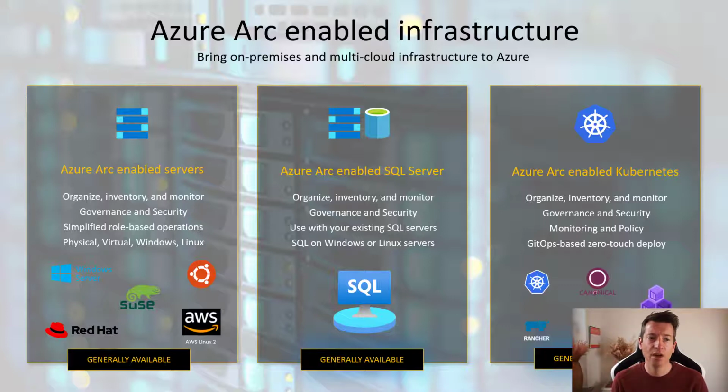So for that, you can organize, but also do inventory, do monitoring, and have a complete governance, but also security plan that is simplified across your on-premises data center or even multi-cloud environments. We support of course the Windows OSs, but also the Red Hat, SUSE, Ubuntu, and even the AWS Linux versions within the other multi-cloud vendors, right? The other flavor, so first of all, you have your Azure Arc-enabled servers.